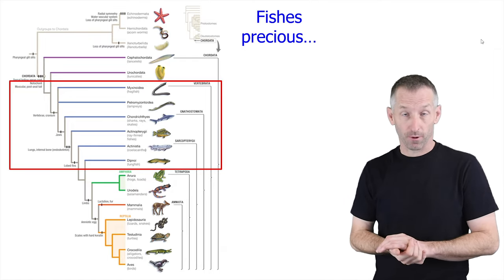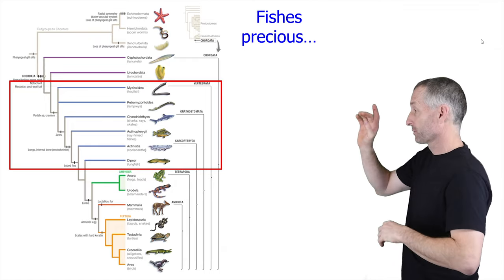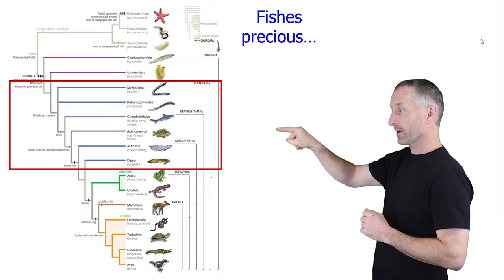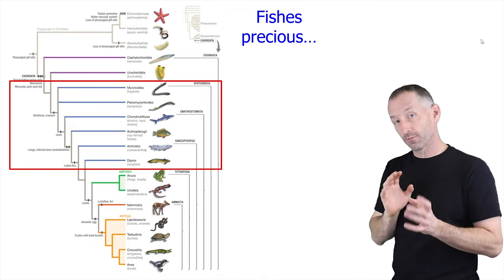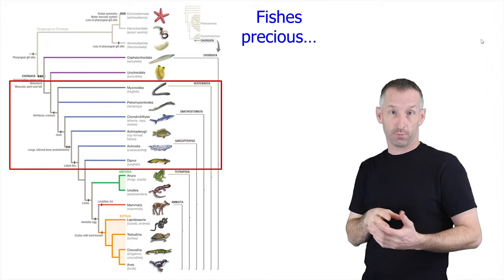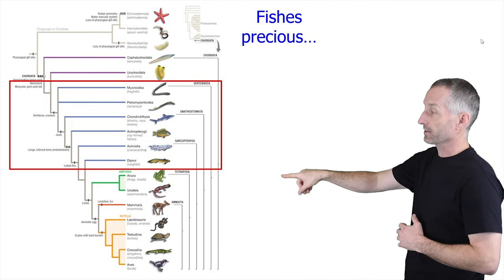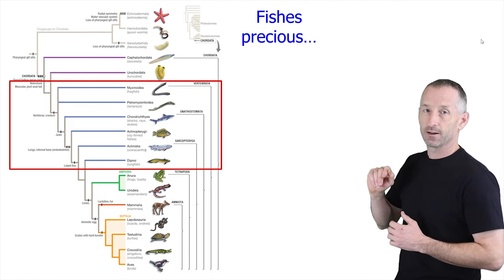Okay, this part of the lecture is about the diversity of fishes. So what we're going to do is take this evolutionary tree and I'm going to describe very quickly different parts of this evolutionary tree that represent the major different branches of fishes. Myxinoidea, Petromyzontoidea, Chondrichthyes, Actinopterygii, and Actinistia.